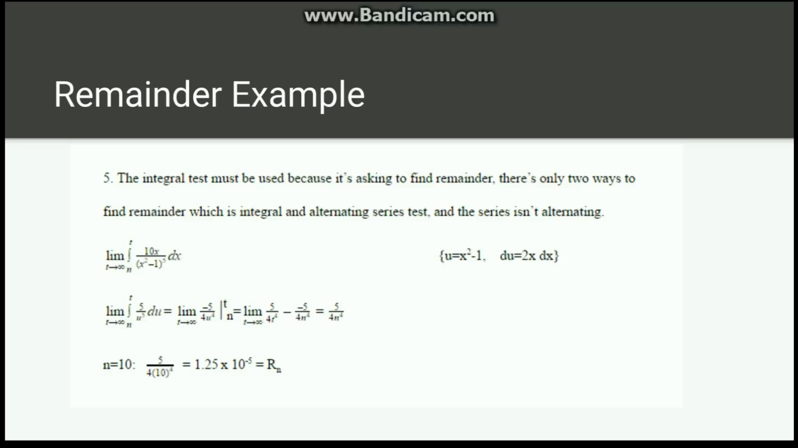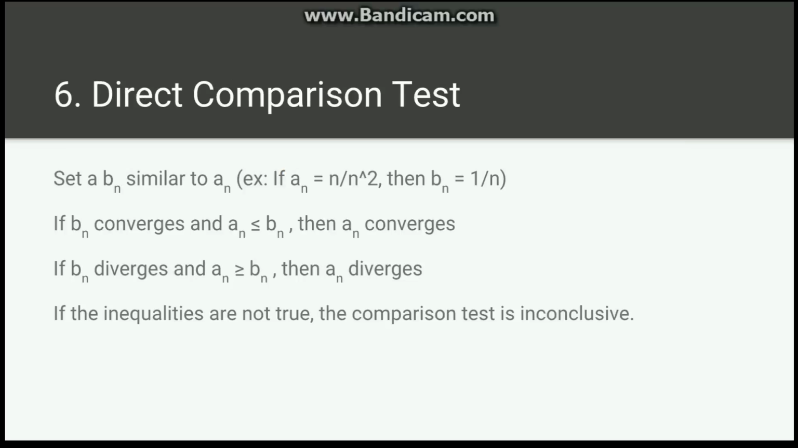And then what we do is plug in n equals 10, and we get 5 over 4 times 10 to the 4th, and we eventually get 1.25 times 10 to the negative 5th, and that will be our remainder for the series. Our next test is the direct comparison test.